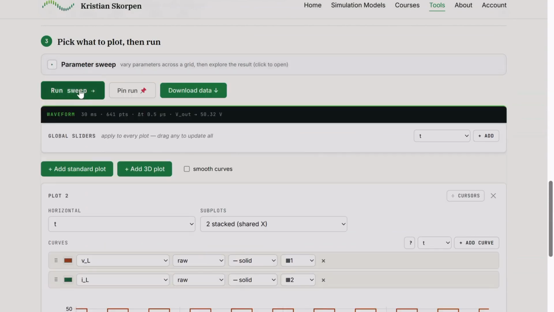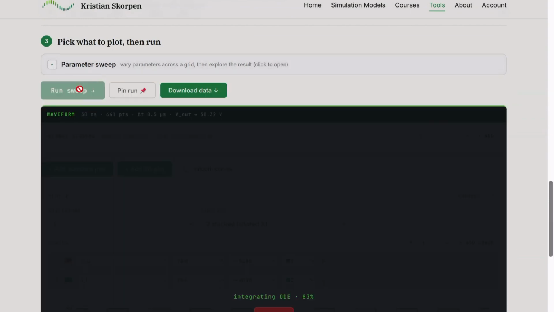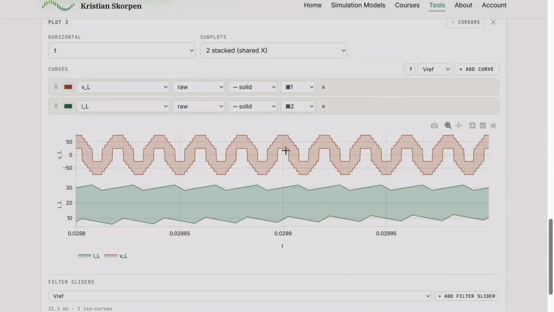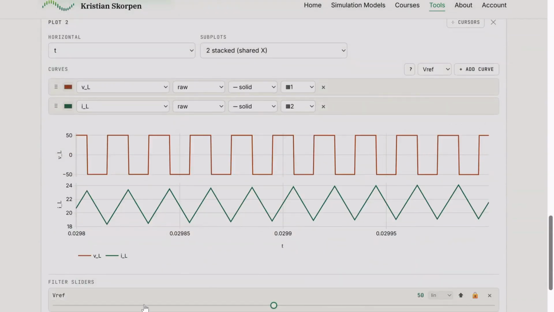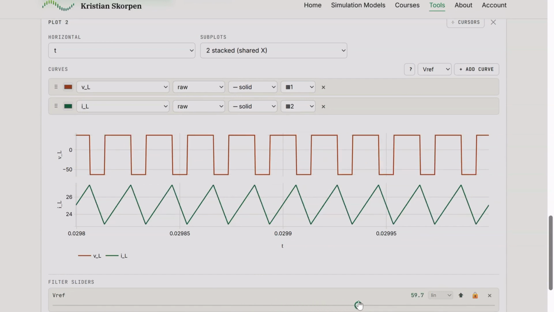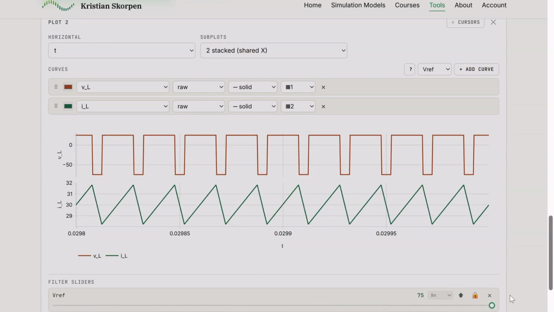So that we get different output voltages. And then we run it again. So now it looks a bit weird, but we need to add a slider. So here we define the reference voltage. So now it's 50 volts. And then if we increase it, we can, for example, have 75 volts. And then you can see that the current changes.